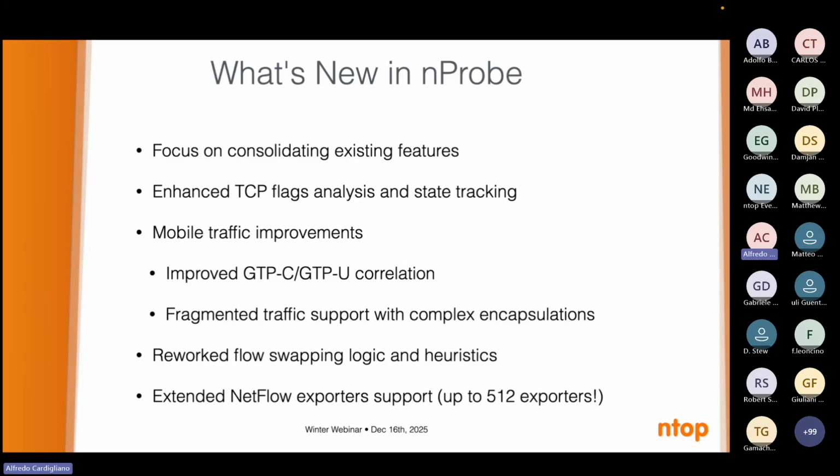We also improved the swapping logic and heuristics. This means that in case we don't see a flow from the very beginning, or in all the cases where it's not simple to detect who is the client and who is the server, we apply some heuristics, and we improved this as well. And then we also extended the number of NetFlow exporters a single probe is able to support.